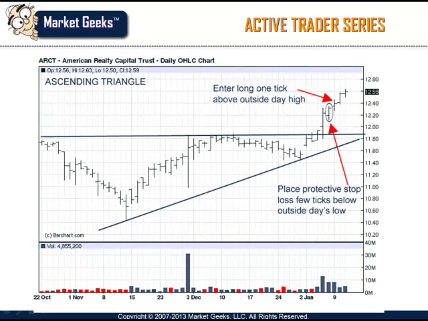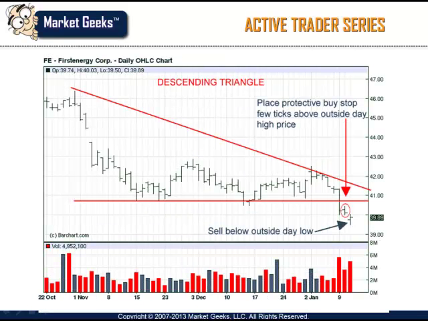Once I enter the market to the long side, I place a protective sell stop a few ticks below the low of the outside day. Similarly, when I trade to the short side and my sell order is filled, I place a buy stop to protect my risk a few ticks above the high of the outside day. This way, if the market goes back inside the triangle, the trade will be liquidated.